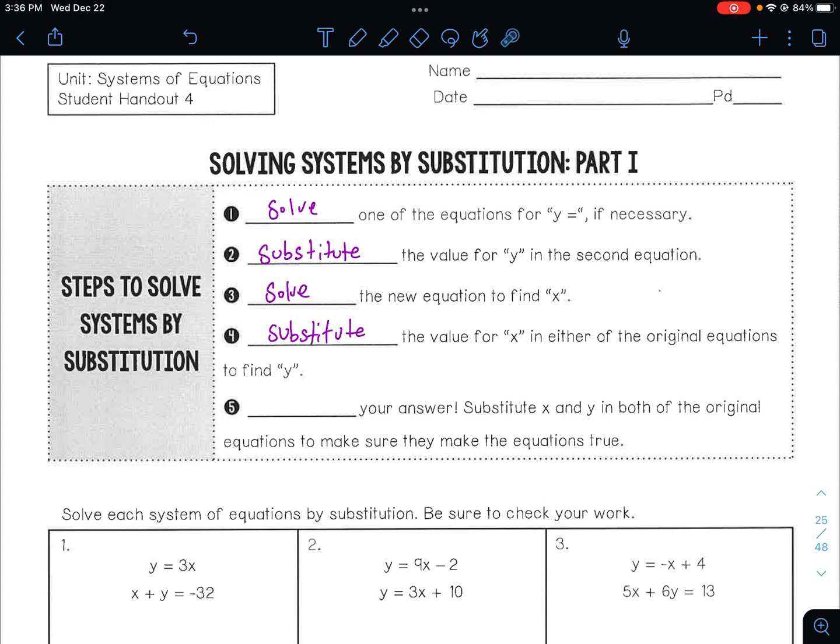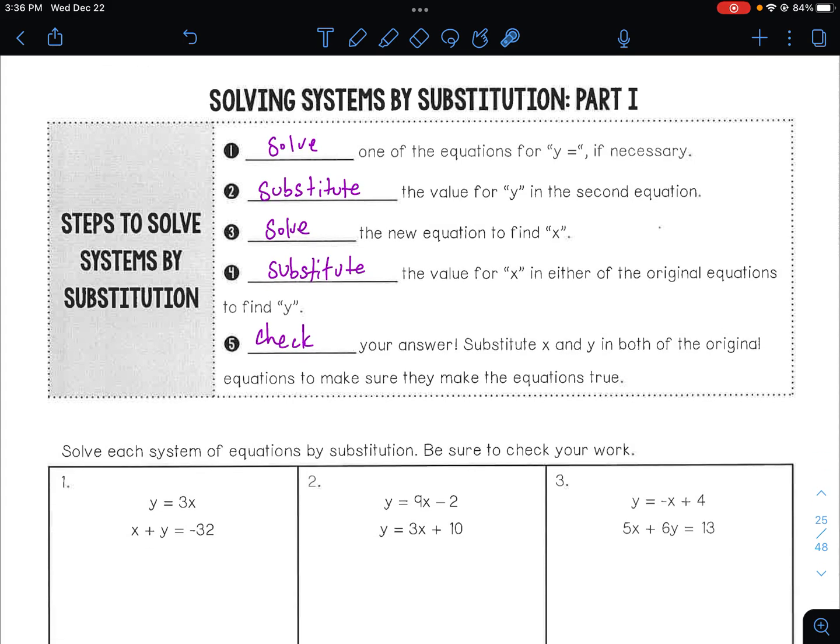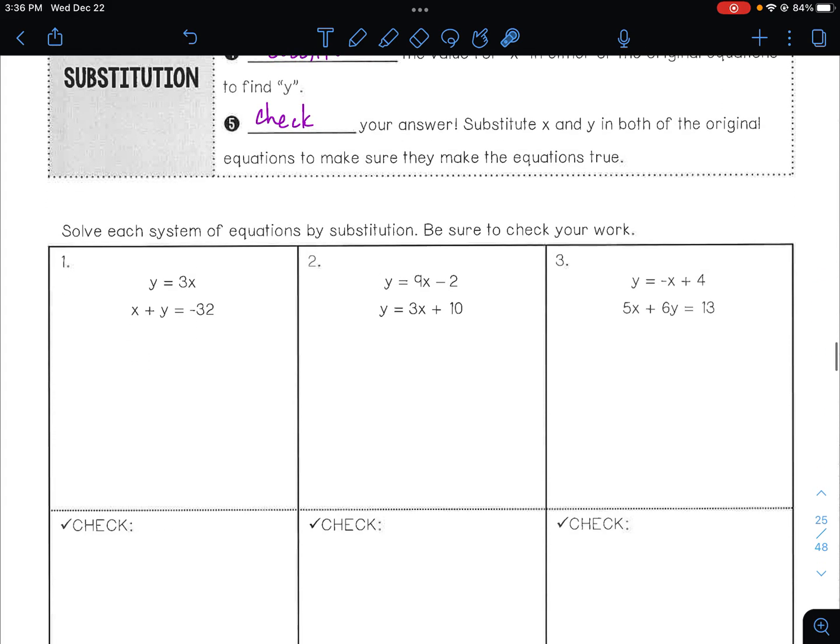And finally, step five: check your answer. Substitute x and y in both of the original equations to make sure they make the equations true. That's just a good thing to do to make sure you're doing everything correctly.